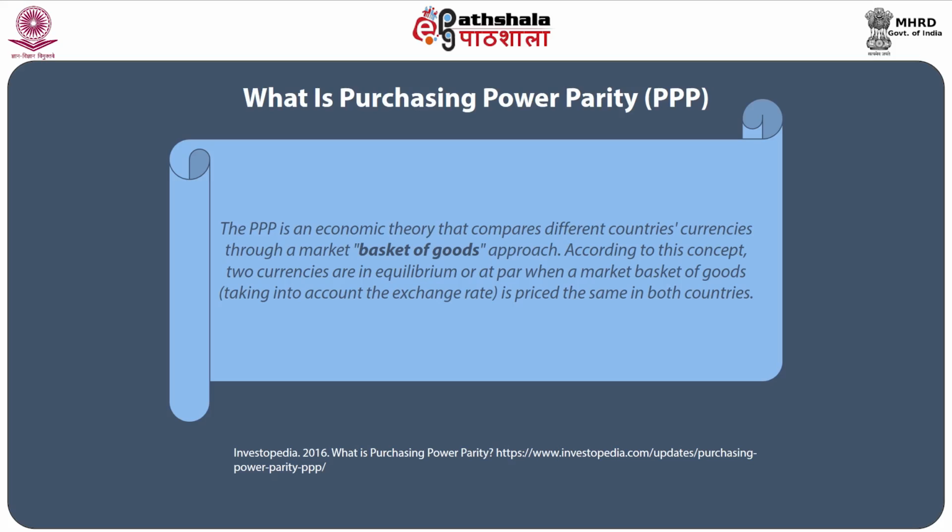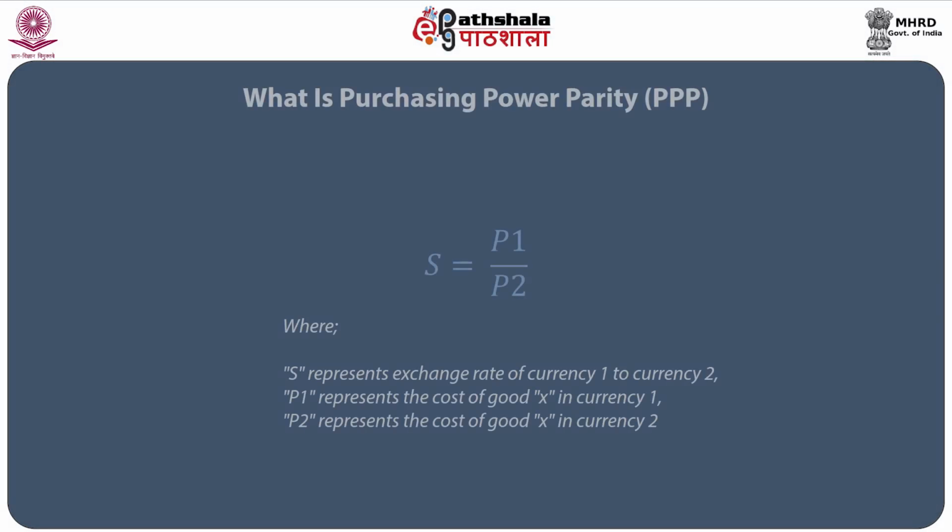According to this concept, two currencies are in equilibrium, or at par, when a market basket of goods, taking into account the exchange rate, is priced the same in both countries. The formula is S = P1/P2, where S represents the exchange rate of currency 1 to currency 2, P1 represents the cost of good X in currency 1, and P2 represents the cost of good X in currency 2.